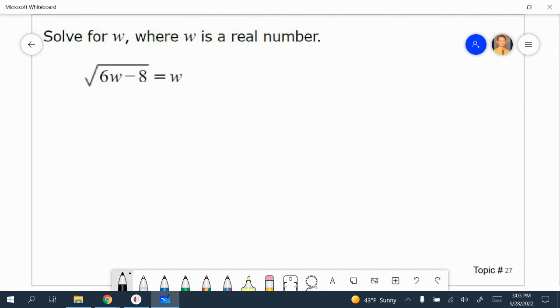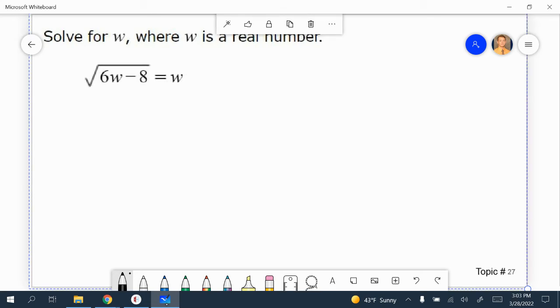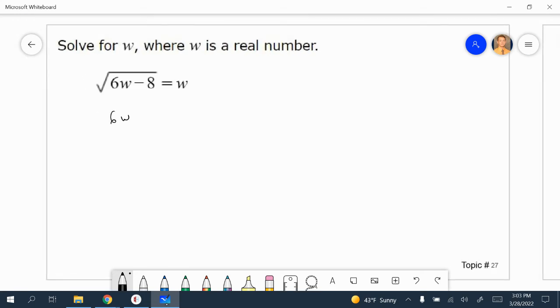Topic number 27. I'm going to start by squaring both sides once again. If I square both sides here, I'll get 6w minus 8 equals w squared. This looks to me like we're going to have a quadratic if I move everything to one side.